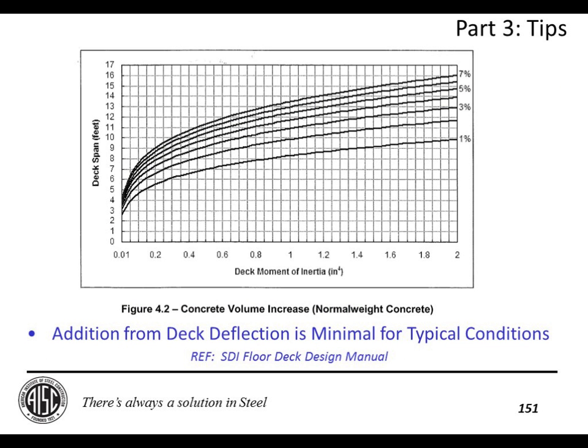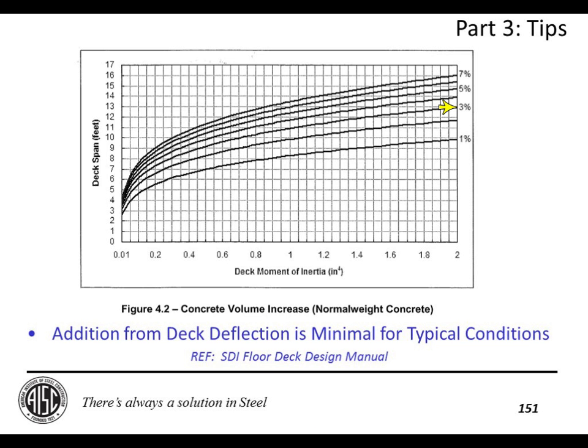SDI took a look at this. This is from their floor deck design manual. And you can see that even for a 12-foot deck span, some pretty heavy deck, you're only getting about a 3% increase in dead load due to the deflection of the slab. So the majority of that 10% extra is coming from your beams and girders.